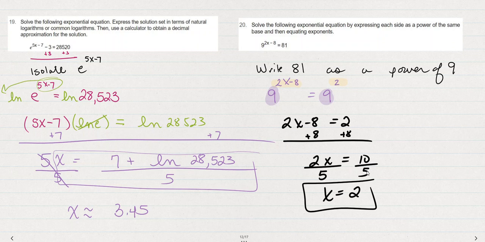Be careful, because when we're using logs, we're going to have to get in the habit of checking our answer to make sure we don't get an extraneous answer. That's an answer where we didn't really do anything wrong, but it just didn't work out. So if I check this, if I put a 2 in, we get 4 minus 8. 9 to the 4 minus 8 equals 9 squared.